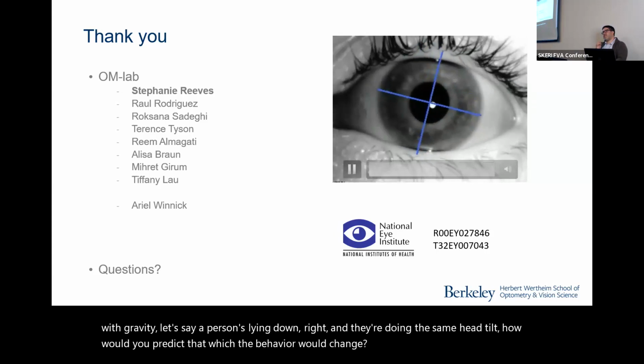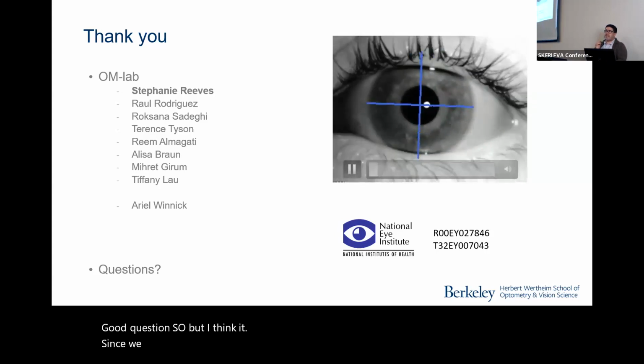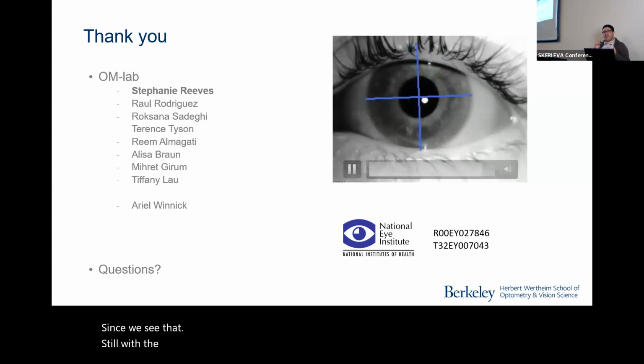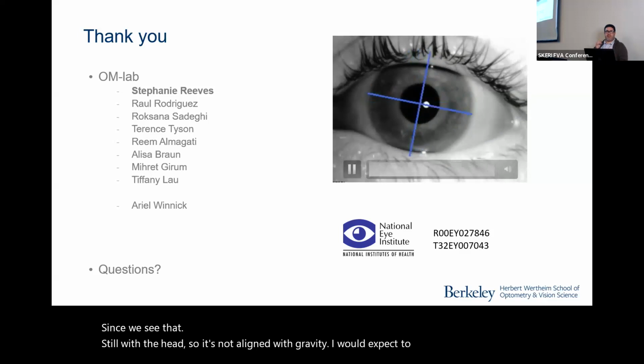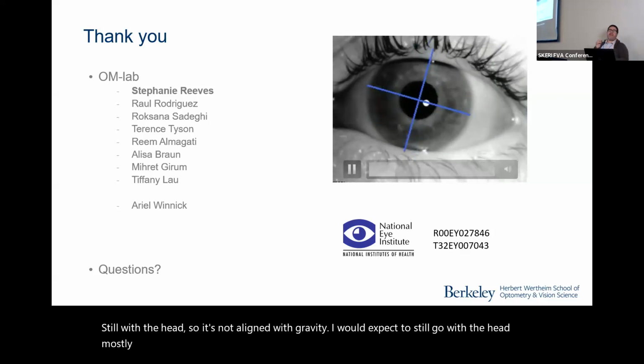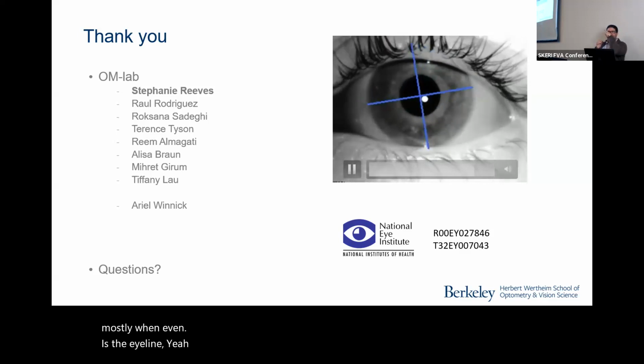Yes, good question. Since we see that it still stays with the head, so it's not aligned with gravity, I would expect it to still go with the head mostly, whether that is the eye line or the roll direction of the head. Yeah, thank you.